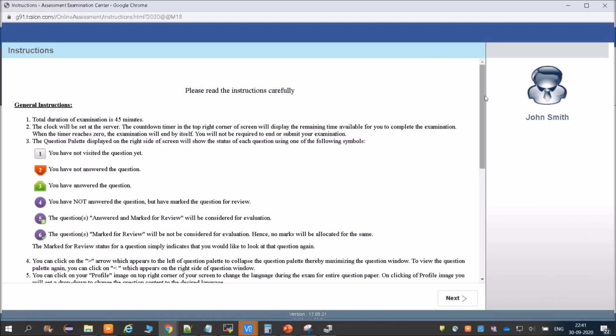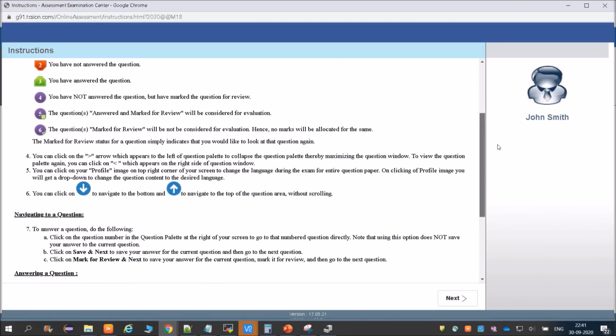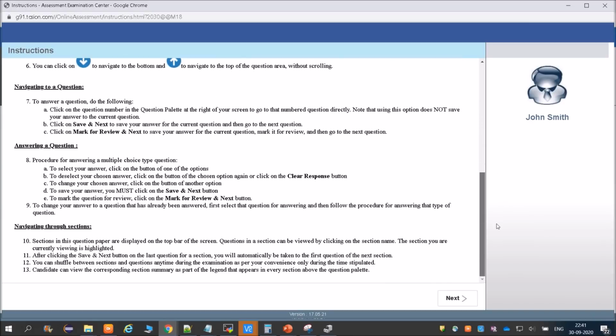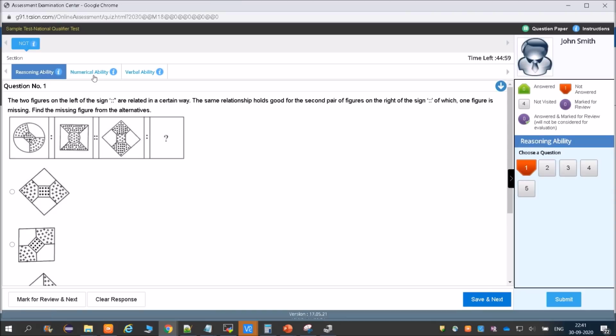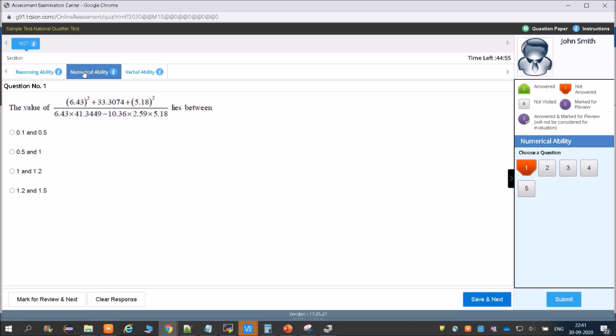You have been given some instructions, so you have to read the instructions before you start the examination. Also, you have to select here that you have read and understood the instructions. Now I am ready to begin. So friends, reasoning ability, numerical ability and verbal ability. One by one, we will solve all three sections. Today we are going to start with the aptitude questions.